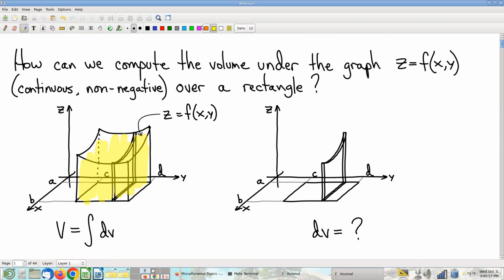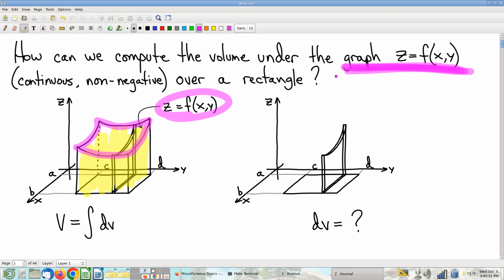This being the volume sitting underneath a surface, that surface specifically being a graph. And how would we compute that volume? So you could start off with kind of the same approach. We can say, look, the total volume is the sum of the volumes of these slices, and here's a slice. Right? I can add up those volumes of those slices.